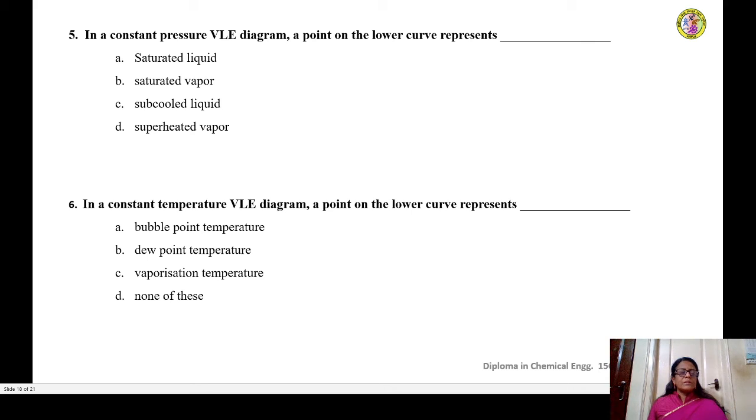Let us look at the fifth question now. In a constant pressure VLE diagram, a point on the lower curve represents dash. Is it representing a saturated liquid, or a saturated vapor, or a subcooled liquid, that is a liquid at a temperature less than its boiling point, or a superheated vapor? Hope you can recall whatever you have learned in the session and get a correct answer for this question.